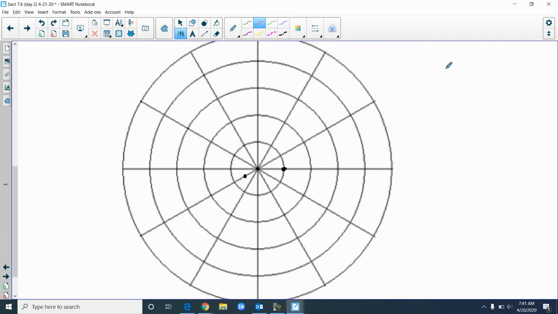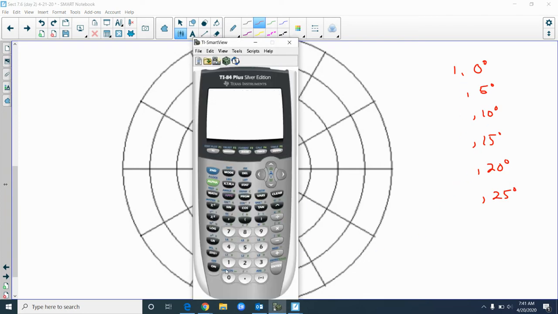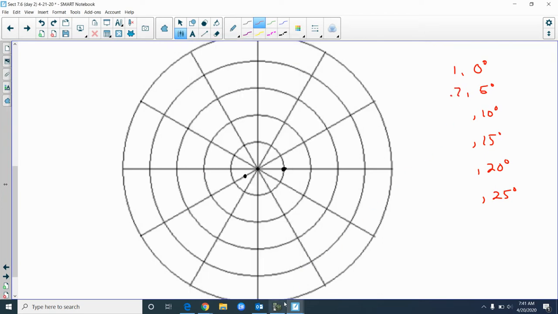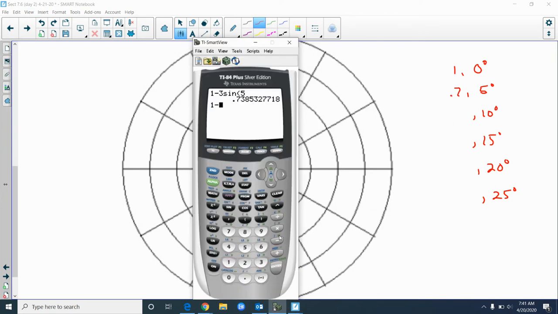So that is 0, 30. So there is a lot going on between there. So actually what I want to do is go to my calculator. And so we know 0 degrees. What's happening at 5, 10, 15 degrees, 20, 25 degrees? I want to see that. Now, normally we're not going to do this, but since this is the first time, I'm going to go through this. So I got 1 minus 3 sine of 5 degrees. I get 0.7.